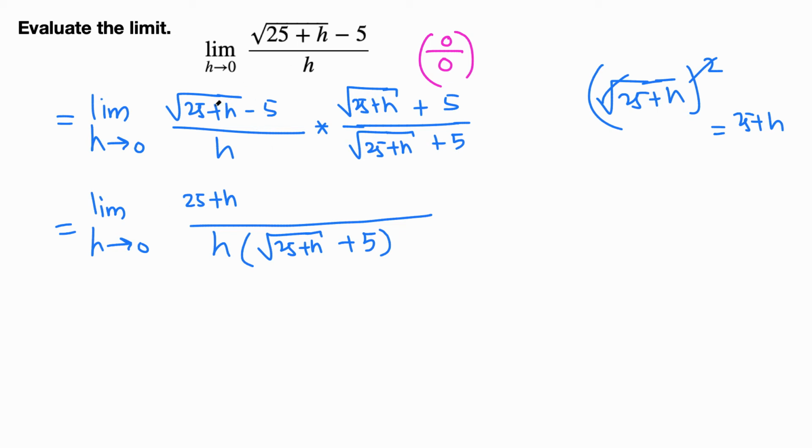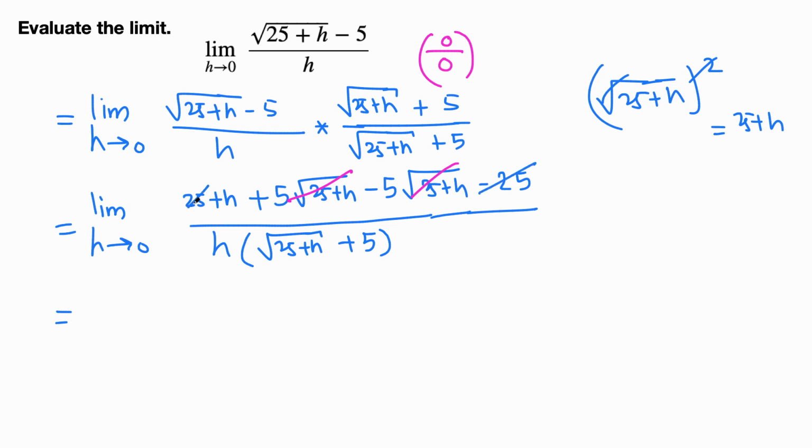Now the next, when we multiply, that's plus 5 times this radical. Here, negative 5 times the same radical, and negative 5 times 5 is negative 25. We just FOIL and we got this. As you can see on the top, these middle two terms are the same but of opposite sign, so we can cancel, and that leaves 25 plus h minus 25. 25 minus 25 is 0, they also cancel.